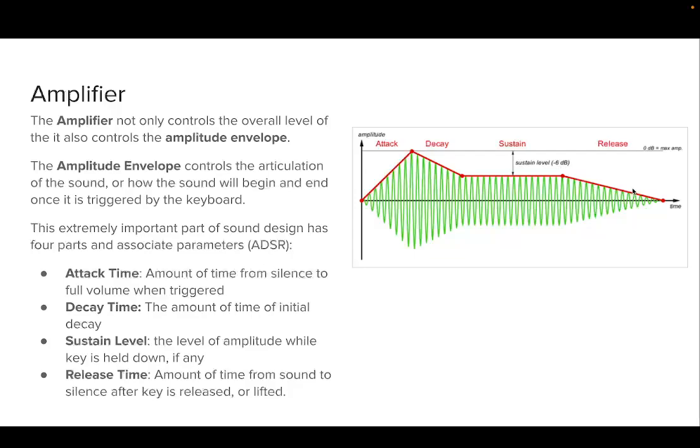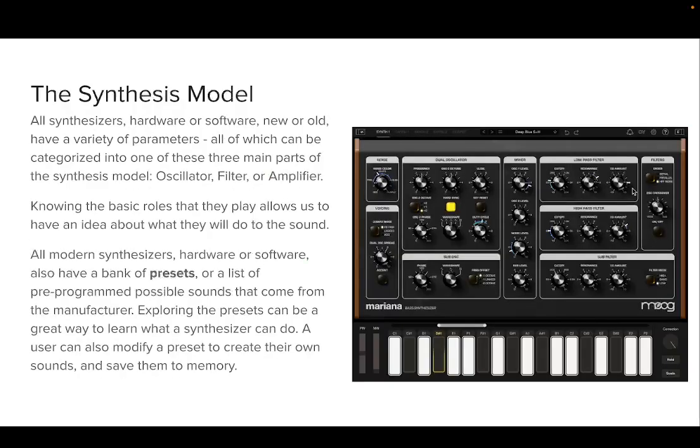These 4 parameters are often abbreviated ADSR for attack, decay, sustain, and release. We can find these parameters present in almost any synthesizer. All synthesizers, hardware or software, new or old, have a variety of parameters, all of which can be categorized into one of these 3 main parts: oscillator, filter, or amplifier. Knowing the basic roles that they play allows us to have an idea about what they do to the sound.